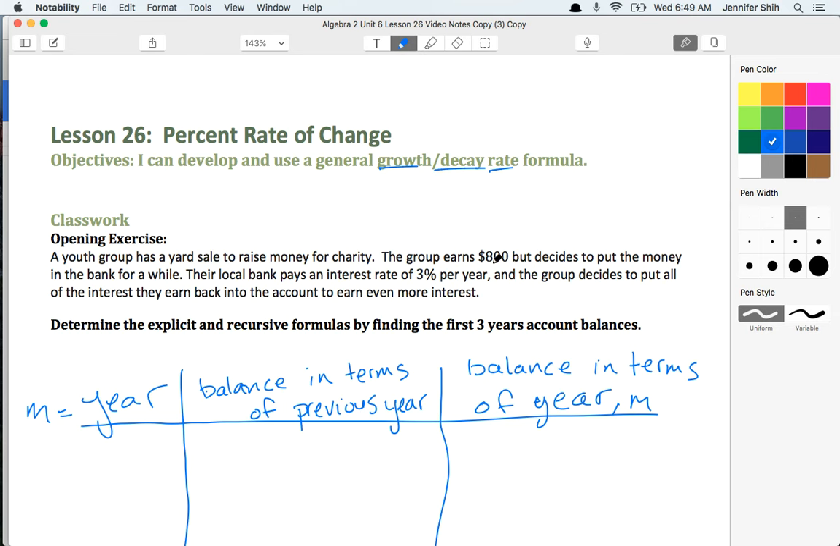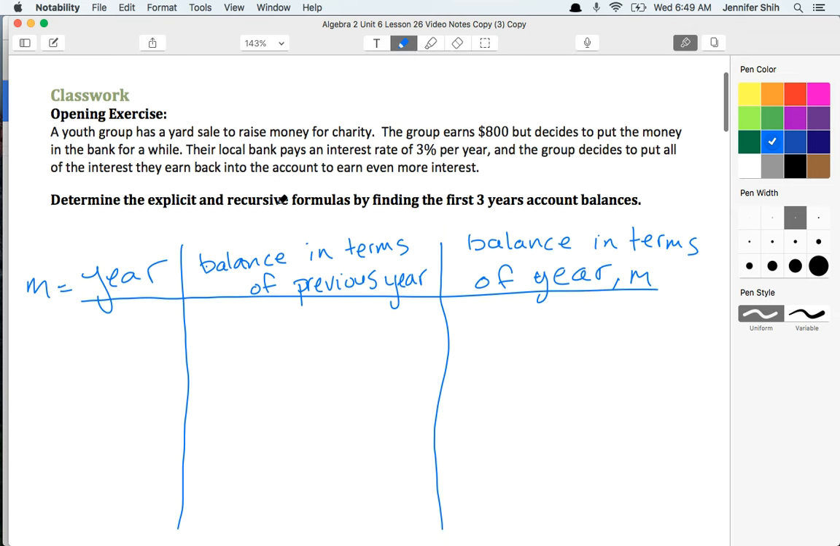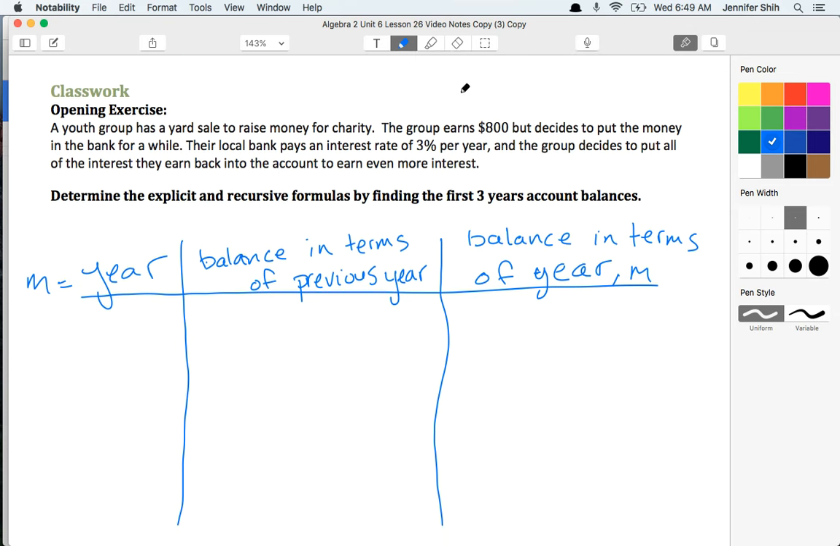And the group earns $800, but decides to put the money in the bank for a while instead of just letting it sit there. We want our money to work and accrue interest so that we get more money. So the local bank pays an interest of 3% per year. In your notes, you should definitely be pausing, writing $800 starting, and then 3% interest, or 0.03. And the group decides to put all the interest they earn back into the account to earn even more interest. So our goal is to determine the explicit and recursive formulas for the first 3 years of the account balance.